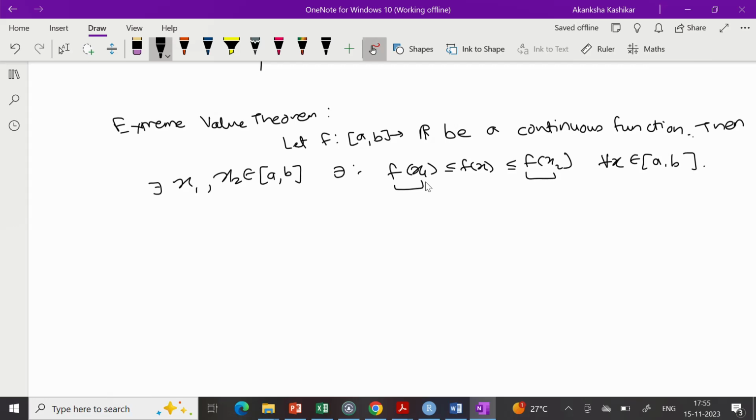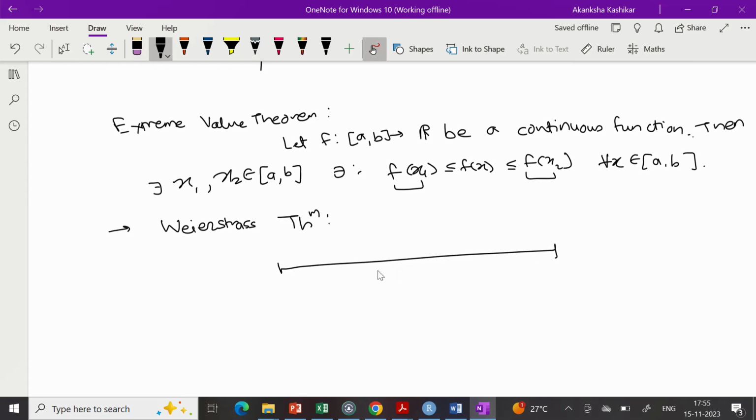Okay, so how do you prove that? I won't discuss the complete details of the proof, but we will discuss the idea, and then it should be easy for you to understand. So first let's discuss the bounded part, that is known as the Weierstrass theorem. The Weierstrass theorem simply says that the function is bounded. It doesn't say that the bounds are attained. Okay. So how do I prove that the function is bounded?